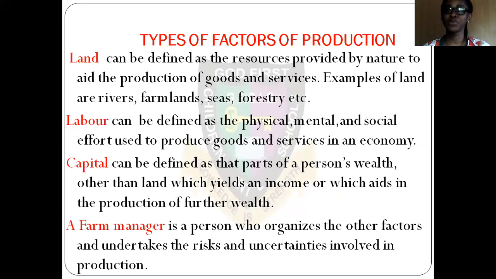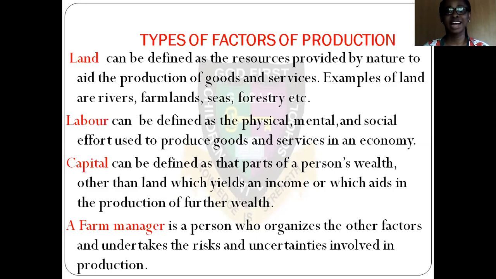You can use land for different purposes. We can use land for recreation, for agricultural purposes, and for construction. So there are different ways land can be used. Land can be defined as the resources provided by nature to aid the production of goods and services. Examples of land are river, farmland, sea, forestry, etc.